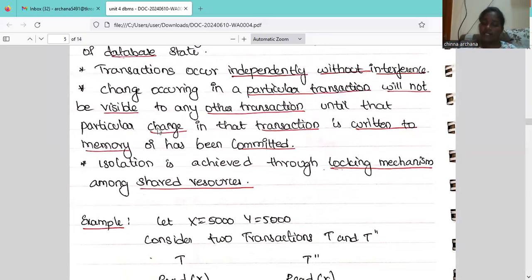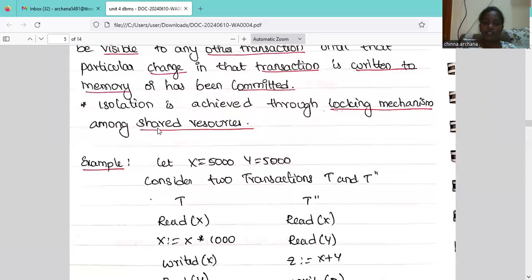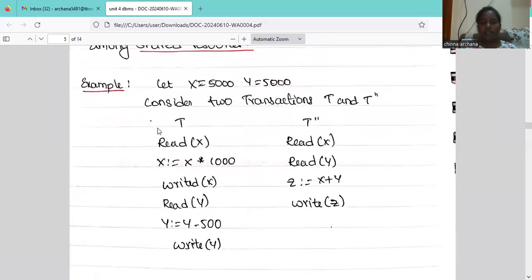We'll be seeing in the further lectures, which is again a very big topic. The locking mechanism is again a very big topic. It contains several subtopics also. So this is how we are achieving isolation.